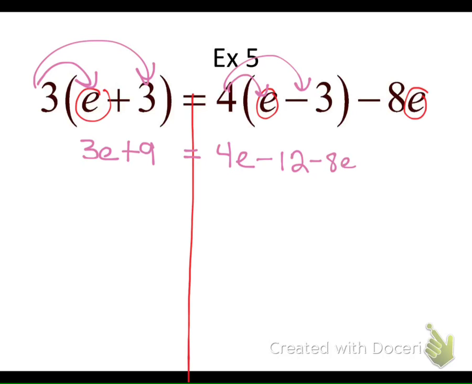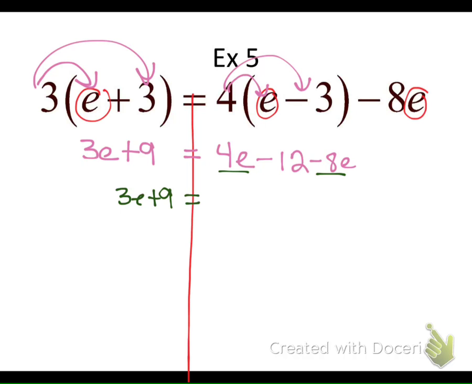What do I do after I distribute? Can I combine like terms on my left? No. So I bring that on down. I can on my right. Good. What terms am I going to combine on my right? 4e and negative 8e. Thank you for saying minus 8e or negative 8e.